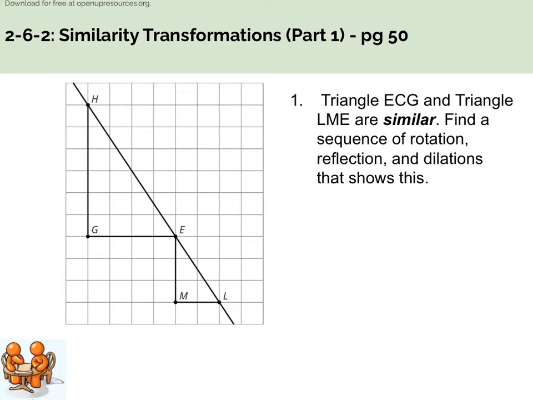So go ahead and turn to page 50. This is number 1. So we have these 2 triangles. It says triangle ECG and triangle LME are similar. Find a sequence of rotation, reflection, and dilations that show this. So you're going to kind of prove it, and you're going to go work with it. So go ahead and pause right now and answer this question. And again, you're going to have more than one.